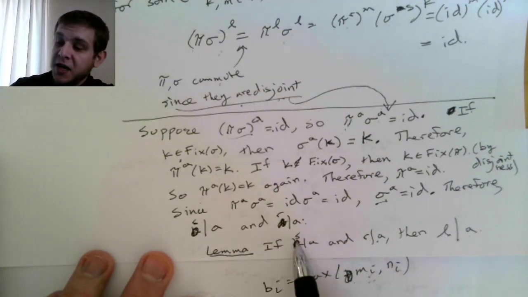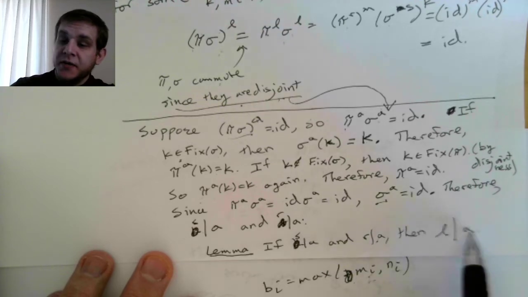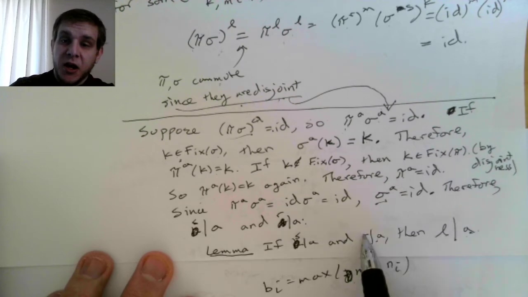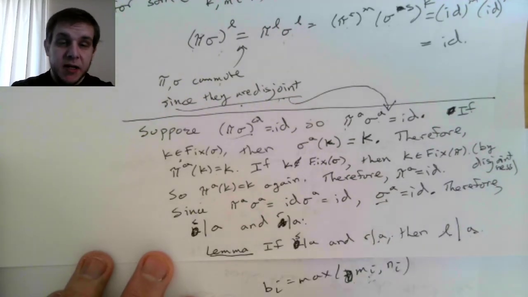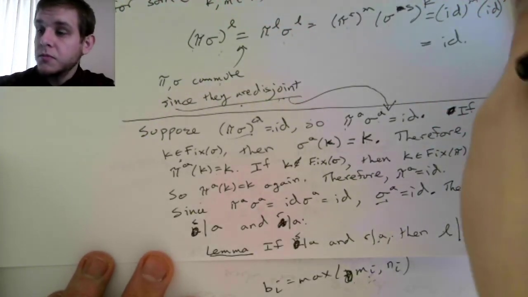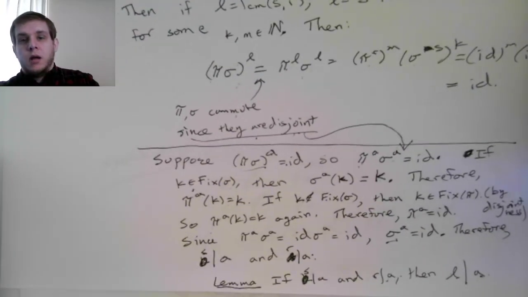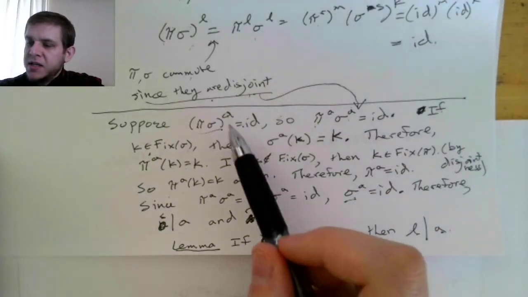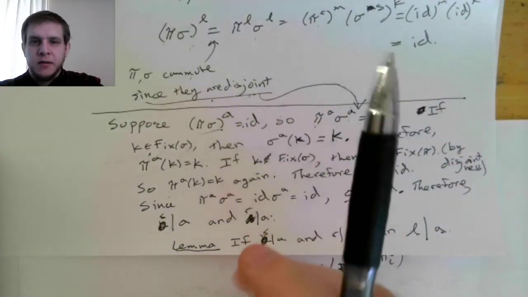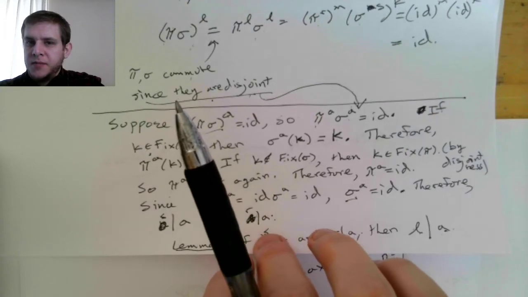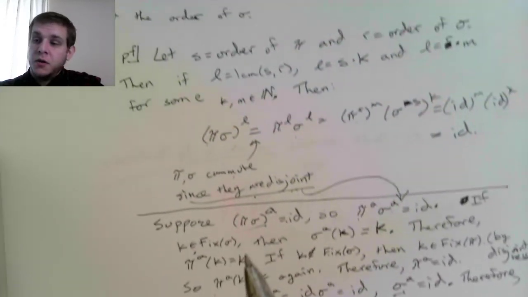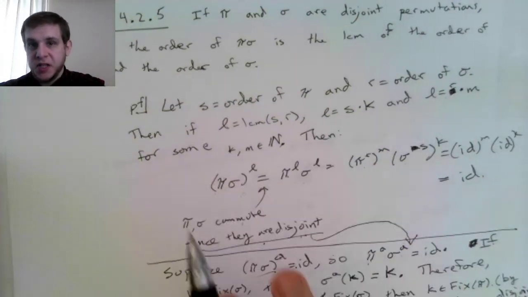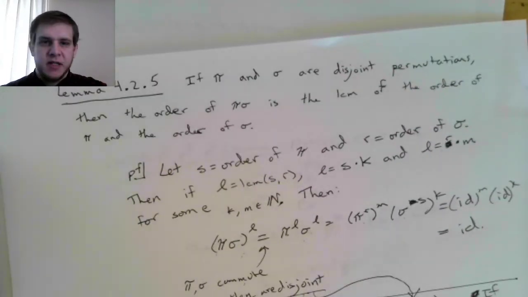Except it's reversed, right? If A divides S and A divides R, then A divides the GCD. For least common multiples, it's reversed. If S divides A and R divides A, then the least common multiple divides A. So this means that A has to be at least L, if it's positive. So the order has to be at least L, but it also has to be at most L. Therefore, it's equal to L, and I get this lemma.